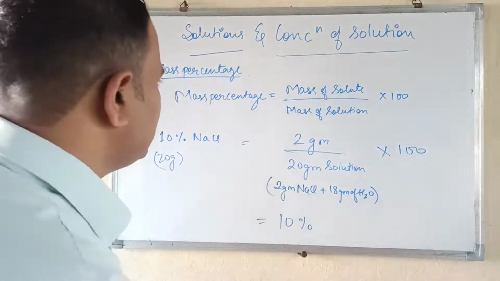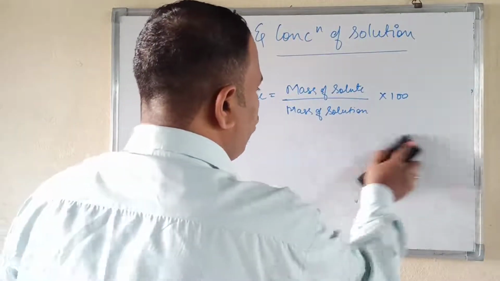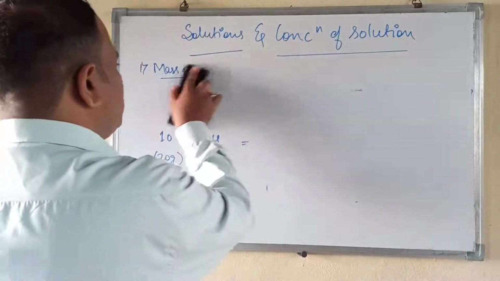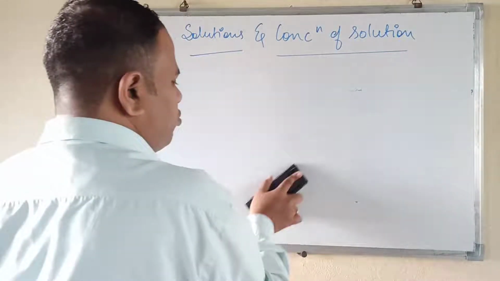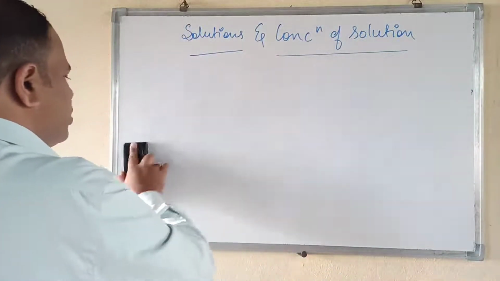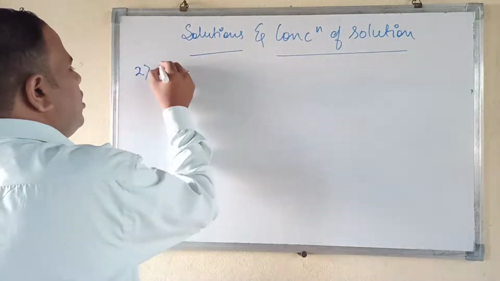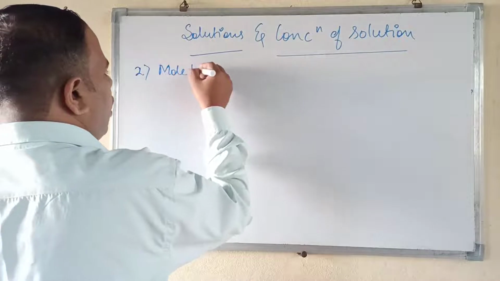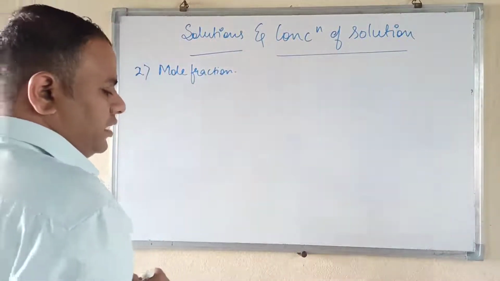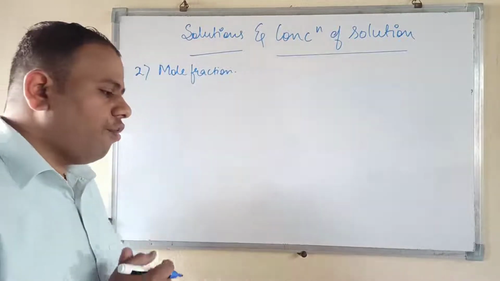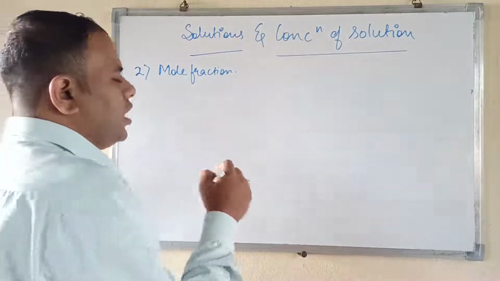Now let us see the next type of concentration, that is mole fraction. Mole fraction is also a used unit. It is not a commonly used unit in labs, but still it is used in different chemistry practices. First of all, let's see its definition. It is the ratio of the number of moles in a particular solution.